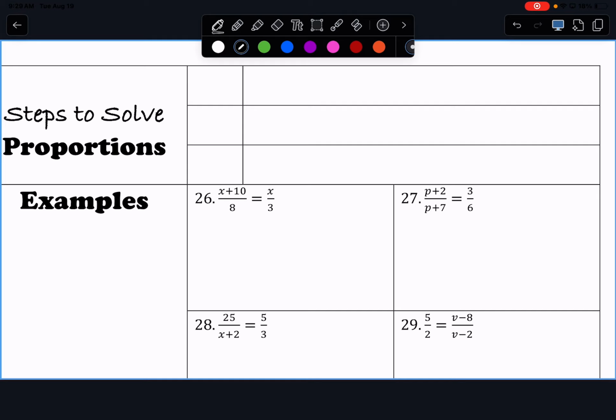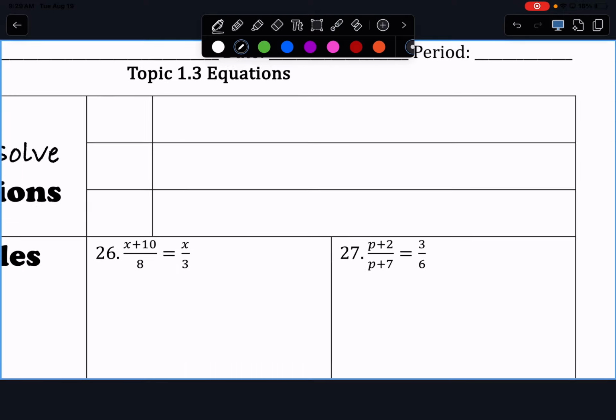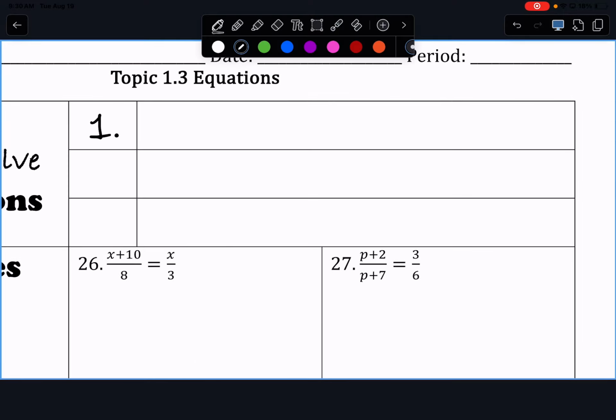Okay, so we're going to actually learn how to solve these proportions. And we're going to learn a way that works for the simple ones and the equation ones. So the first thing we are going to do is cross multiply, okay? So step 1 is we are going to cross multiply.